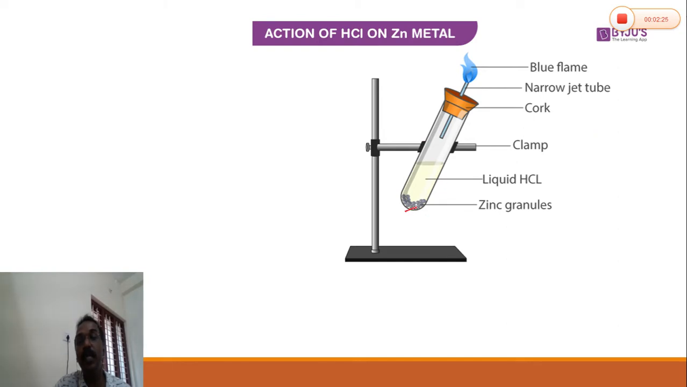This is another chemical reaction. Here, zinc granules are treated with hydrochloric acid. Here hydrogen gas is evolved. This hydrogen gas burns with a pop sound. This is an example of evolution of gas.